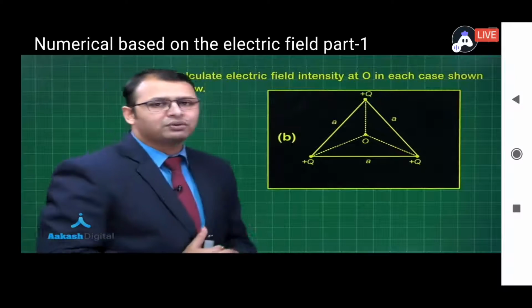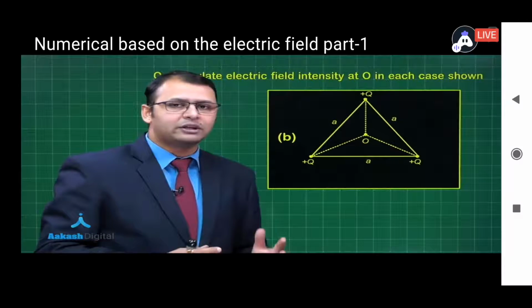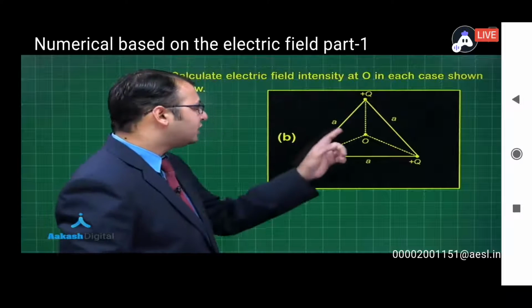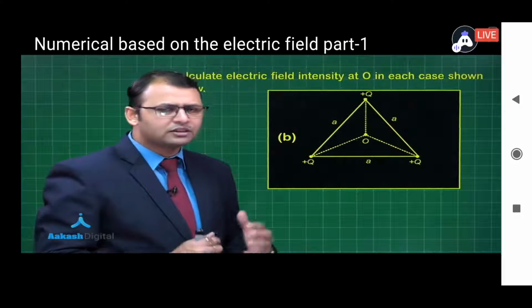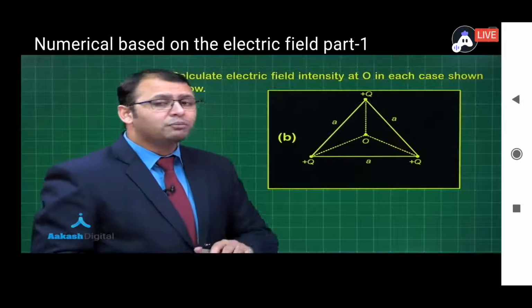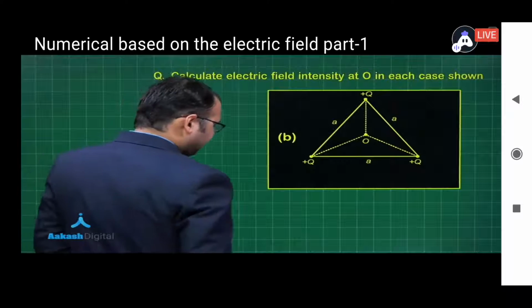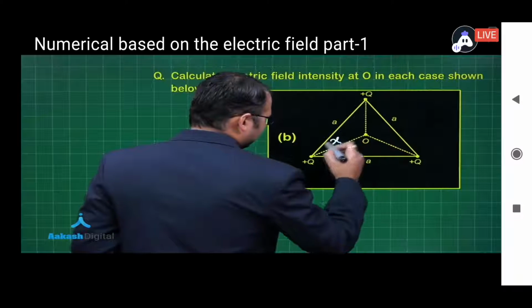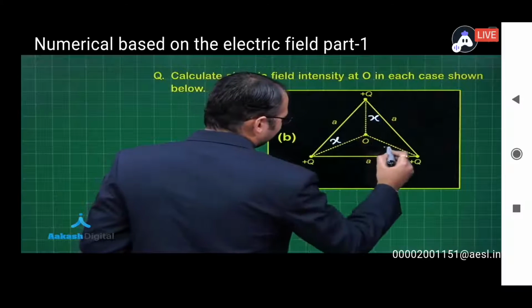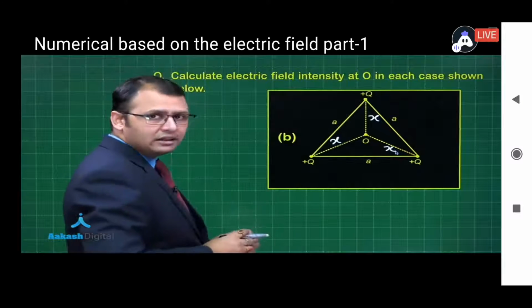Now here you find a triangular lamina where at the three corners capital Q is placed, and we have to find the electric field at O. It's pretty obvious the electric field will be 0 here too. By what virtue am I saying so? Let's see. If you understand that this distance is x, certainly this will be x and this will be x also, because it's an equilateral triangle.